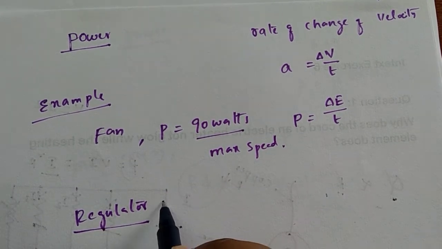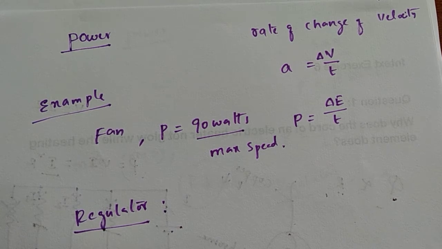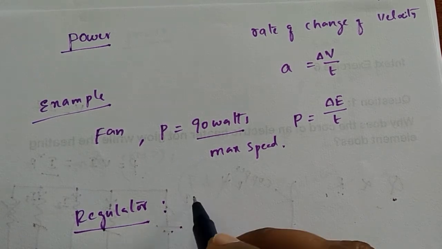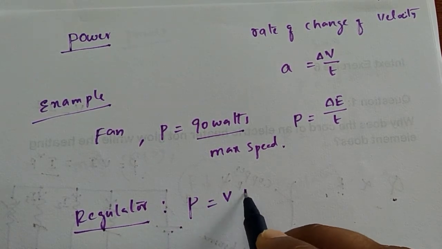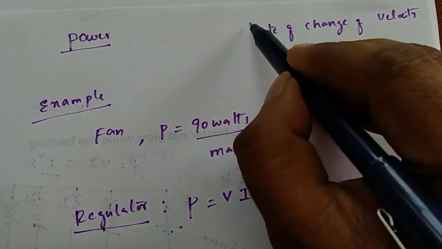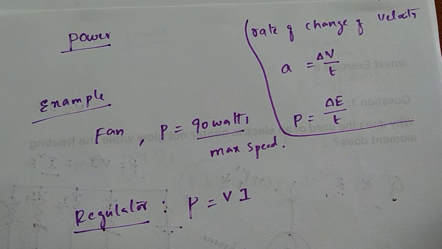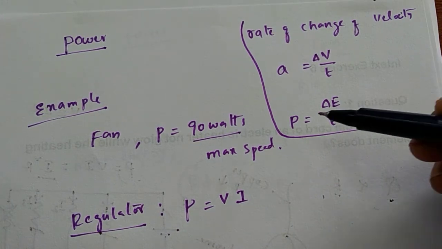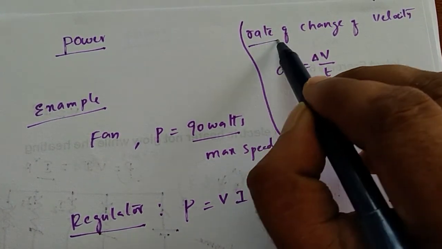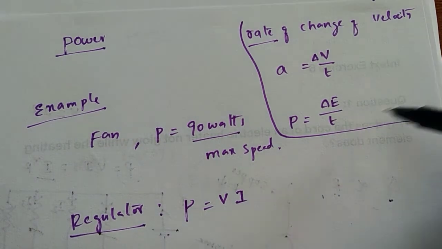So what will these regulators do? Simply, we will say that regulators decrease the speed, but how? We know that power is equal to voltage into current. This is the mechanics view; in the mechanics chapter we use the power definition like that, but here rate indicates divided by time. That's what I want to say with these examples.